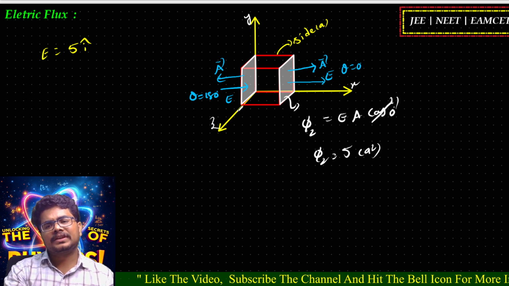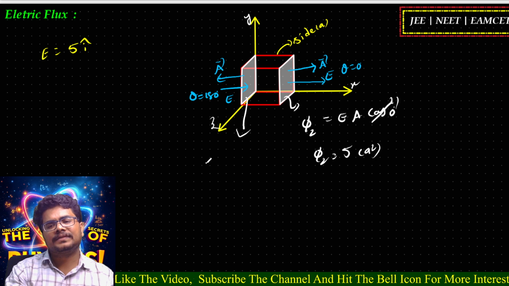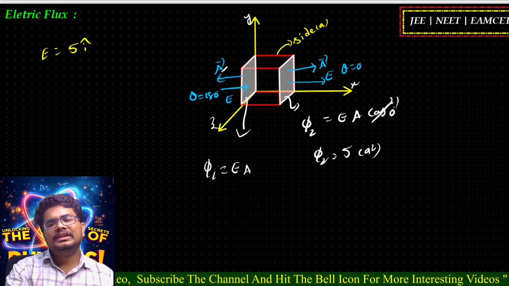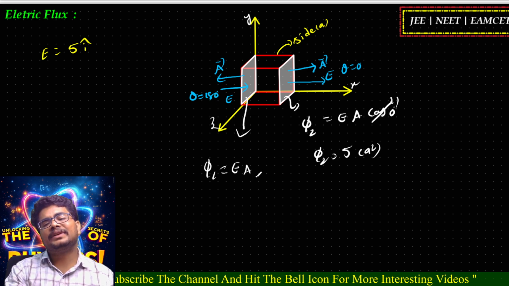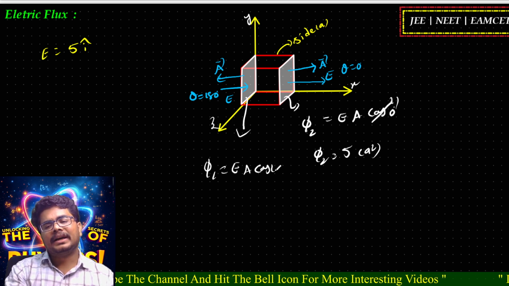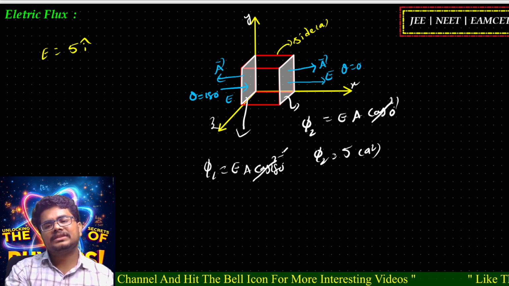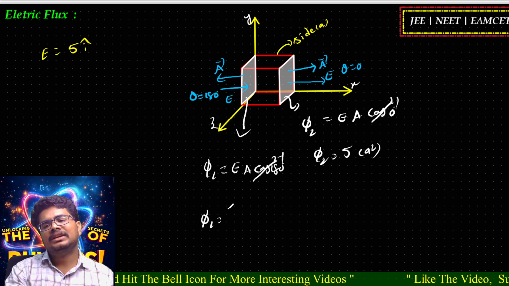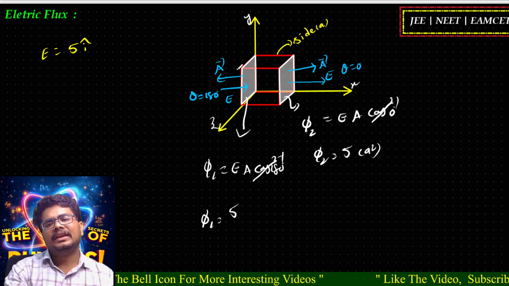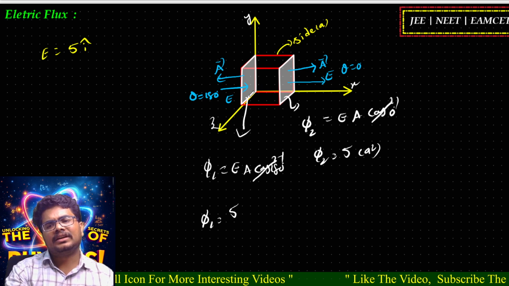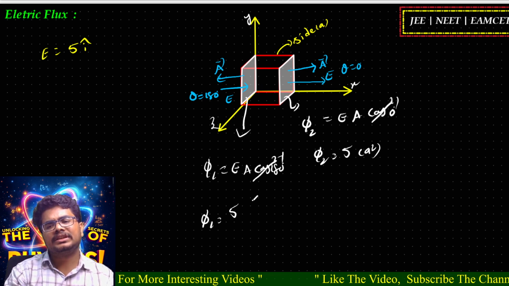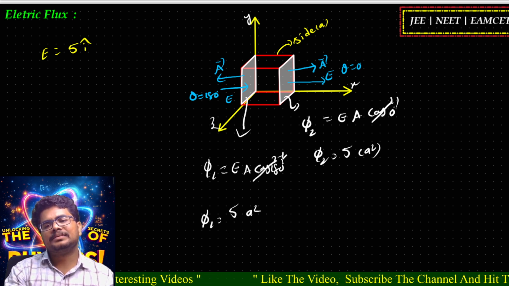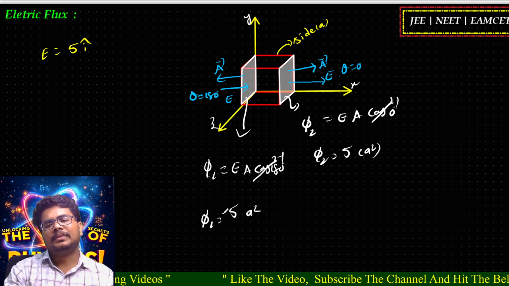About this surface, how much flux is contributed? Let us assume that is flux 1. What do you get? E into A, and these both are in opposite directions. Theta is 180, and cos 180 is minus 1. So flux 1 equals E value, which is 5, into A, the magnitude of area for this sheet. This is A, this is A, so it is A square. But it is minus, because this is 180 degrees. That's why minus will come.